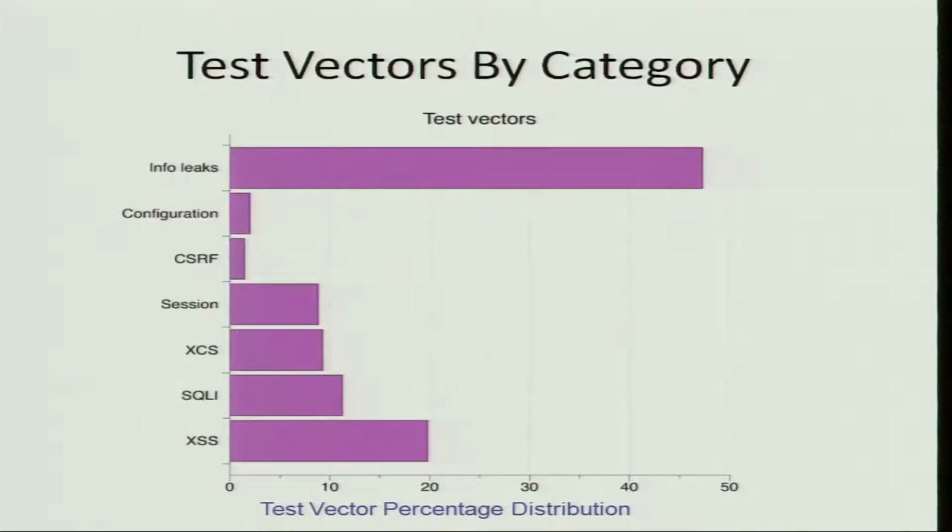So this shows a typical test vector by category for a particular scanner. Test vectors means that it creates various kinds of URLs and various kinds of SQL injection and various other things, and then it tries to see whether the server falls victim to any of these. So usually, as we were saying, the exfiltration or information leak vulnerability testing seems to have about 50% of the share of all the testing. XSS also is about 20%, and SQL injection is more than 10% and so on.